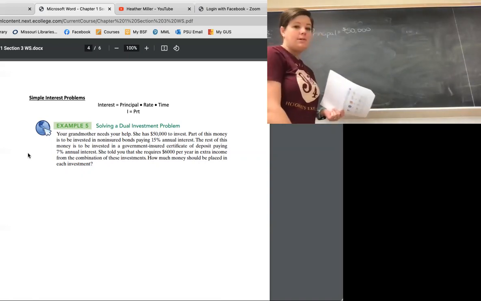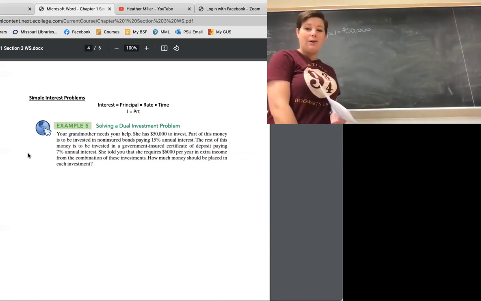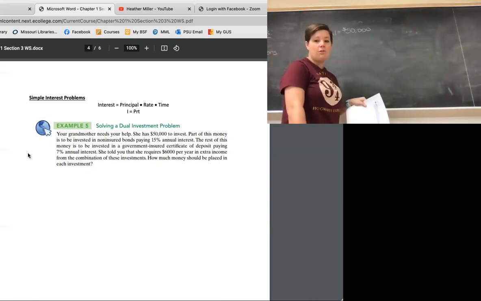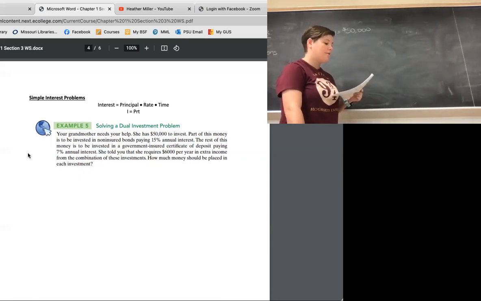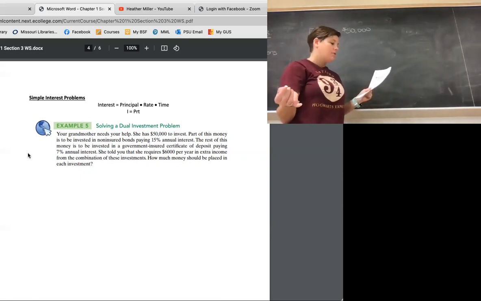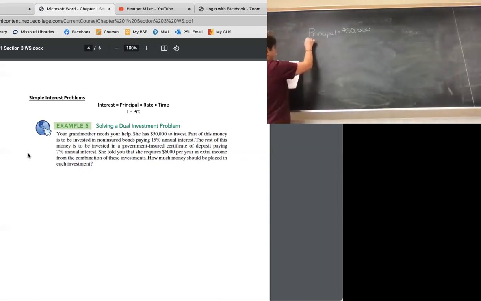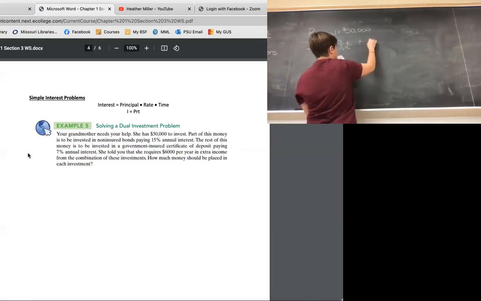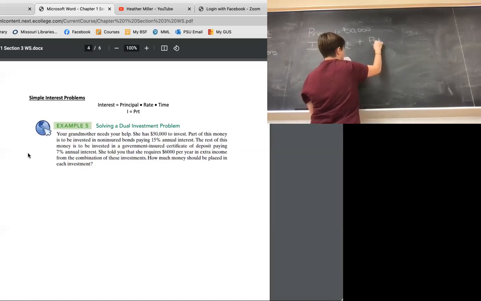Okay, so I gave you a simple interest equation. However, Grandma's not keeping it as simple as we'd hoped. Grandma is going to invest in two different things. So that means she's going to have a certain amount of her principal at one place and a certain amount of principal at the other. So that means we can think about it as we are going to have a total interest, and I'll write total. And the total interest is going to be the interest, or the PRT, at the 15% plus the interest at the 7%.